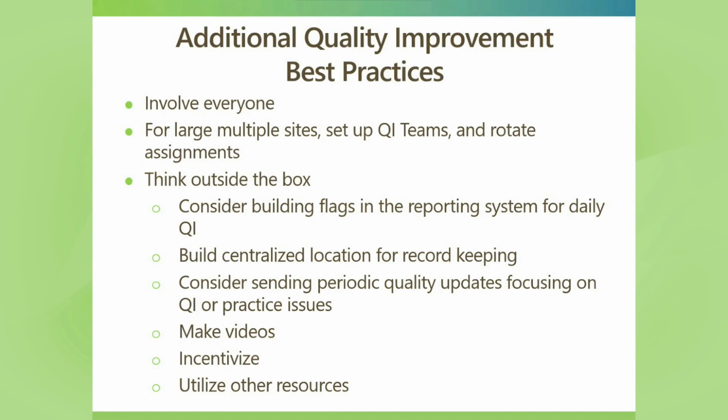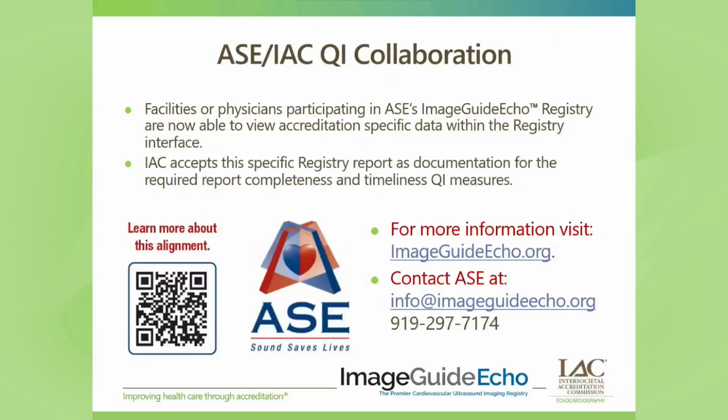Also utilize other resources. There's tons of resources out there. You don't have to just use the QI tool. And one of those resources is the Image Guide Echo Registry. So ASE and IAC have collaborated to build a report within your Image Guide Echo Registry dashboard that you can view accreditation-specific data. And this is reflecting report completeness and timeliness measures. So IAC will also accept this specific registry report as the documentation for that required QI metric.